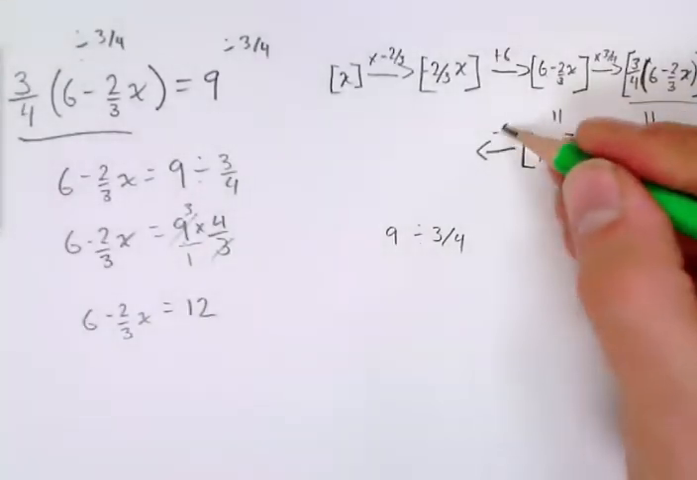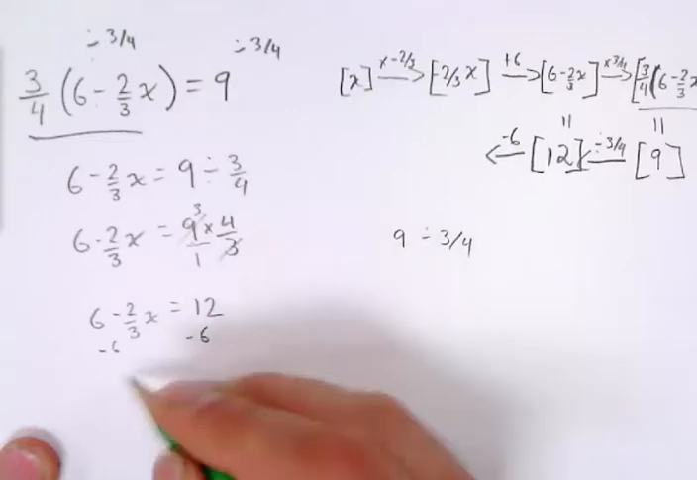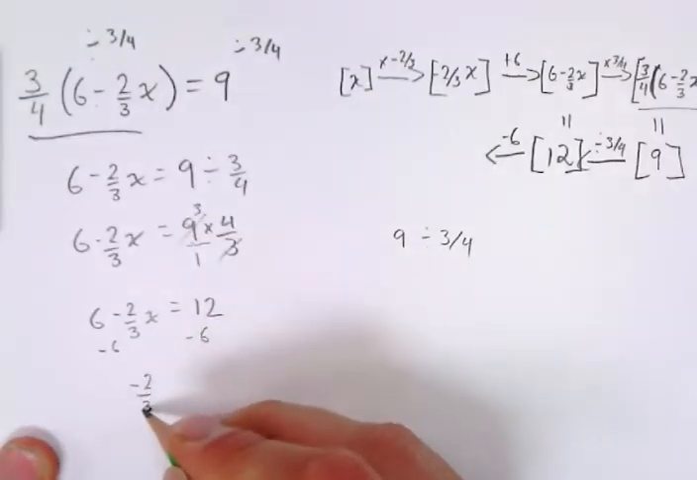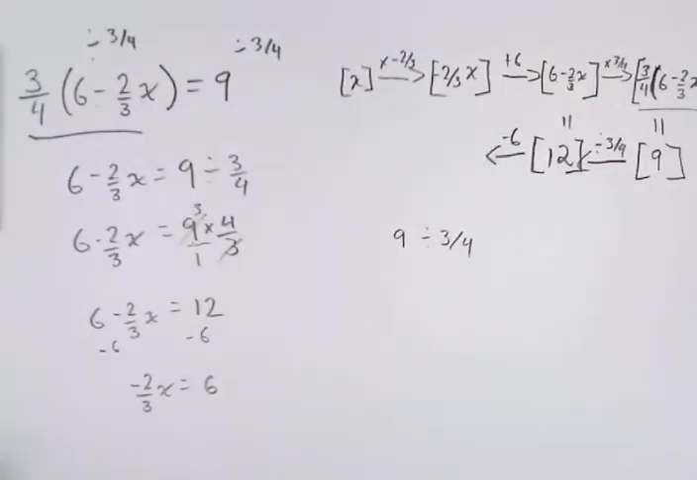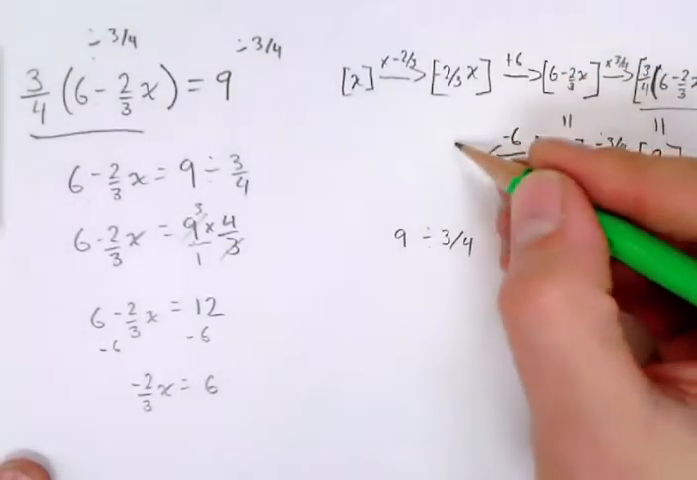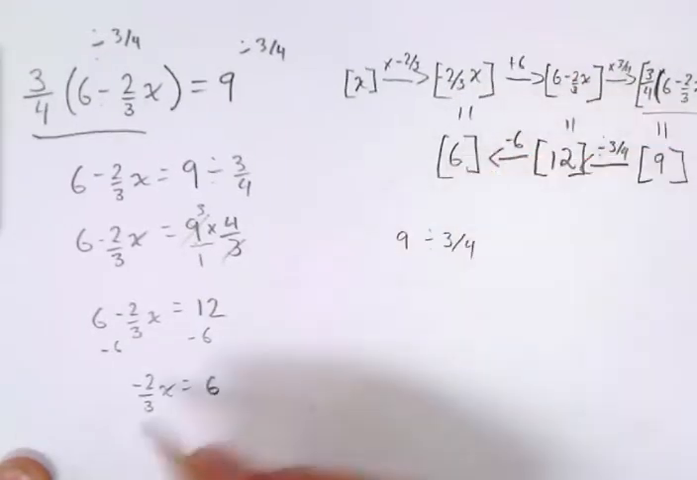Next step is we're going to subtract 6 from both sides. So I'm going to take away 6, take away 6. So I get negative 2 over 3x is equal to 6. Then my last step here, put that in here. We have the same thing, same thing.